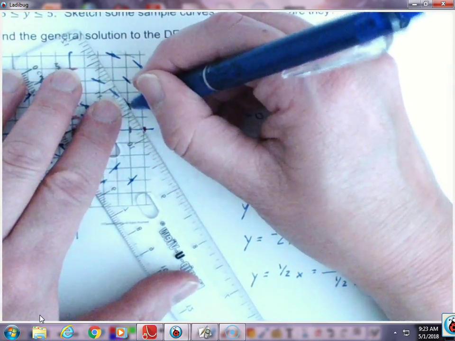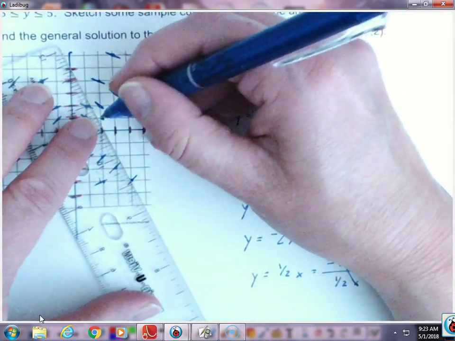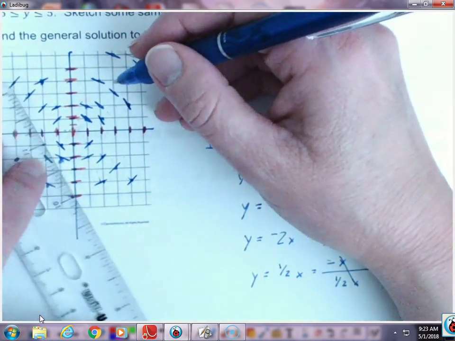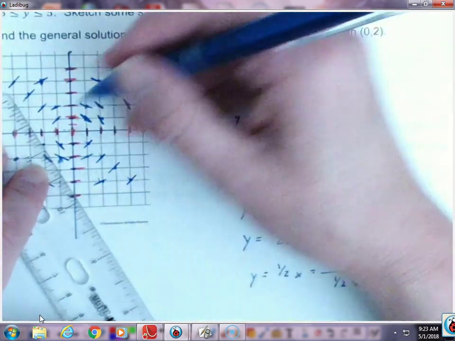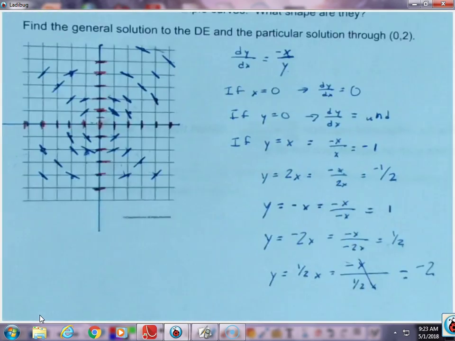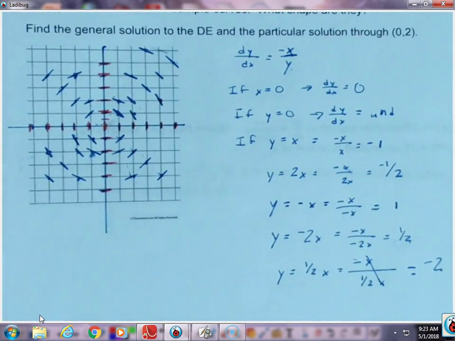I'm about to be satisfied with this. I don't know about y'all. Yes. If you can tell what it is, we've done enough points. The solution to this is going to be a family of circles. And the way you kind of tell, it's going to want the particular solution through 0, 2.